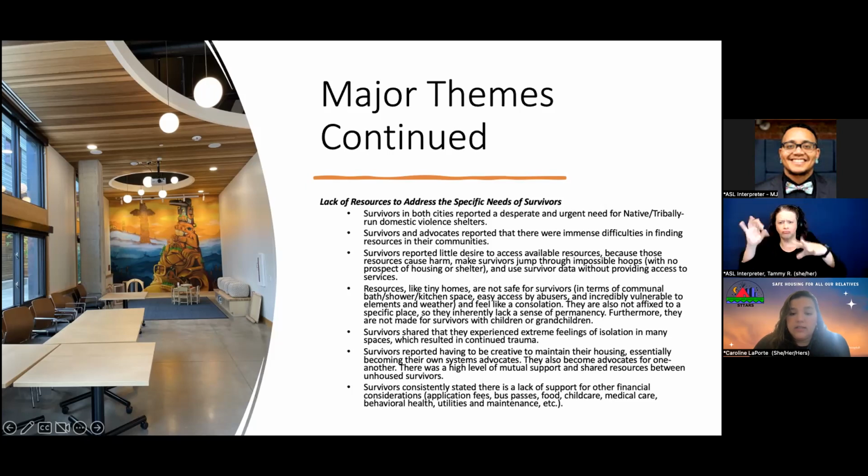And then survivors consistently stated that there was a lack of support for other financial considerations, application fees being number one. But bus passes, food, childcare, especially for those grandmothers, medical care, behavioral health, utilities, and maintenance were also at issue.